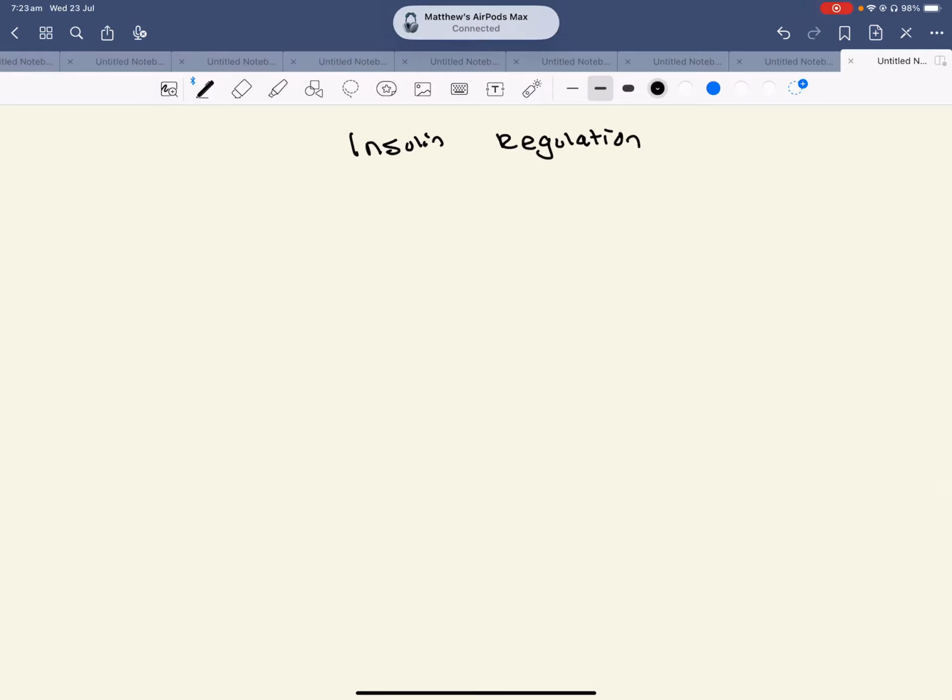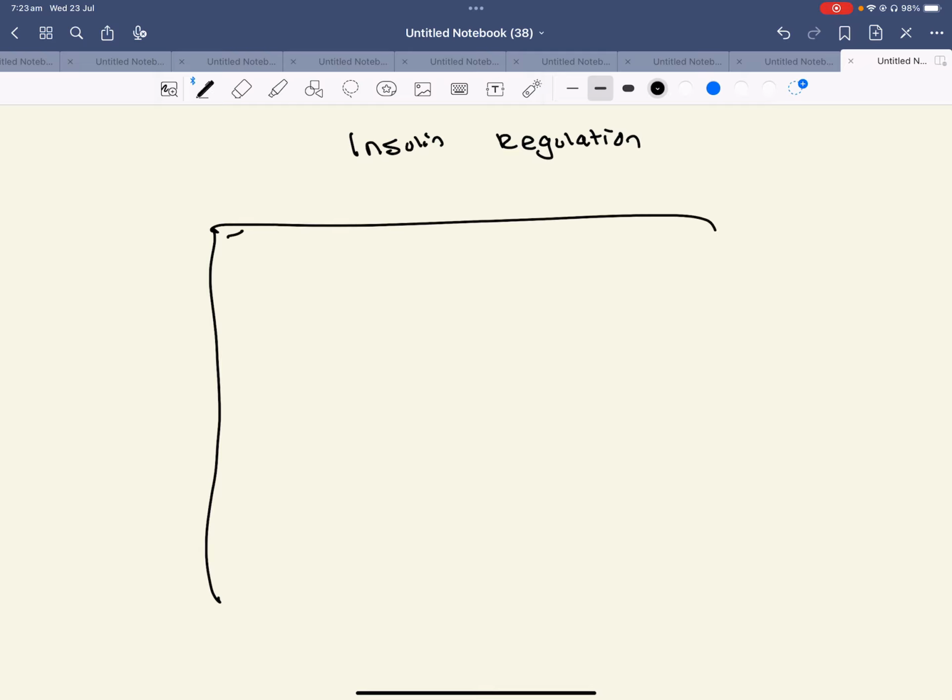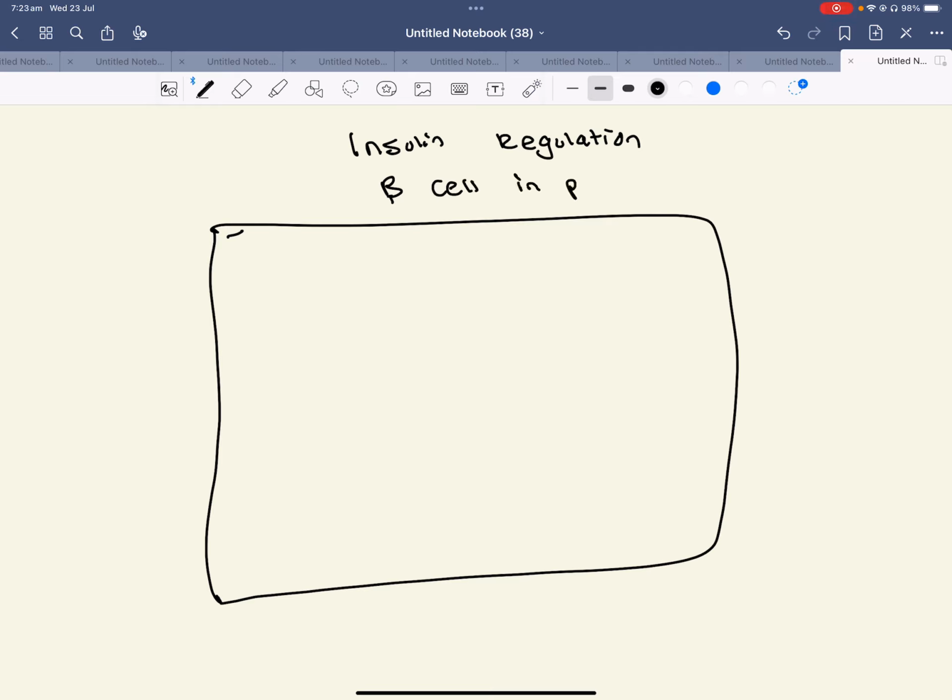Today, I'm going through the fed state. I'm going to start off with insulin regulation. So you have a pancreatic cell, specifically a beta cell, right? So beta is insulin. Think about beta insulin. Alpha glucagon.